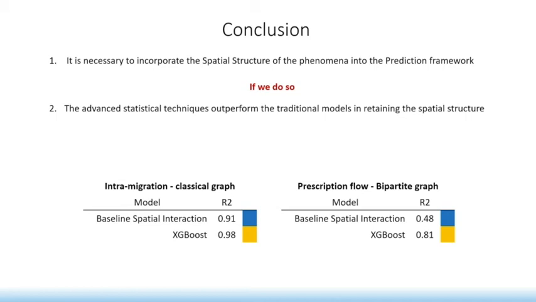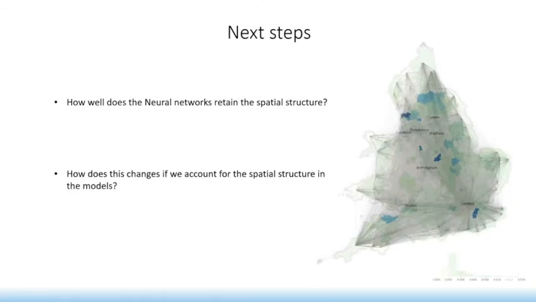Doing so, we have found that the advanced modeling techniques, in our case the gradient-based model, outperform the traditional models in retaining the flow network structure, especially in non-traditional, very specific types of networks. The next step of my research is firstly to use the spatial structure validation method to assess the performance of a neural network spatial interaction model, and secondly to compare how these models perform in comparison with its spatial effect version, if we actually account for the spatial structure.